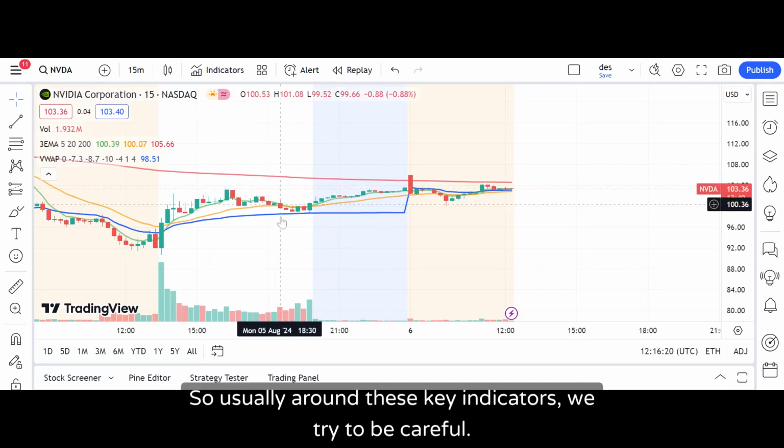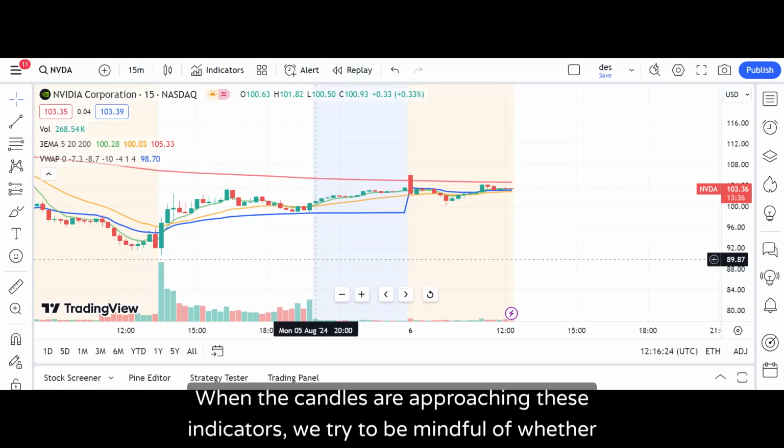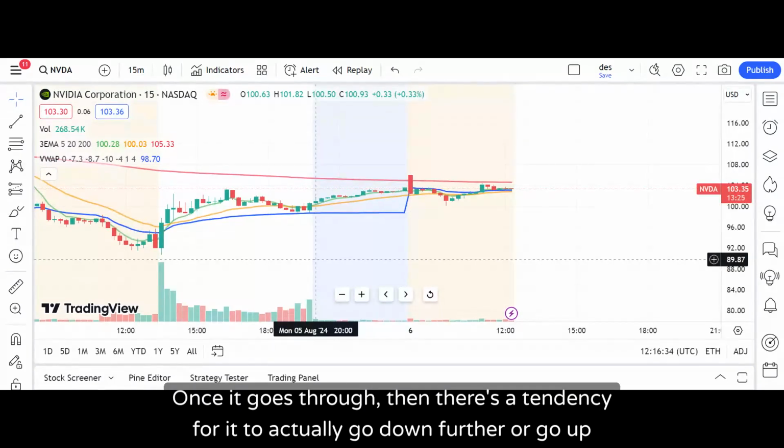So usually around these key indicators, we try to be careful. When the candles are approaching these indicators, we try to be mindful of whether they will reject, which means it will bounce off, or it will actually go through. Once it goes through, then there's a tendency for it to go down further or go up further.